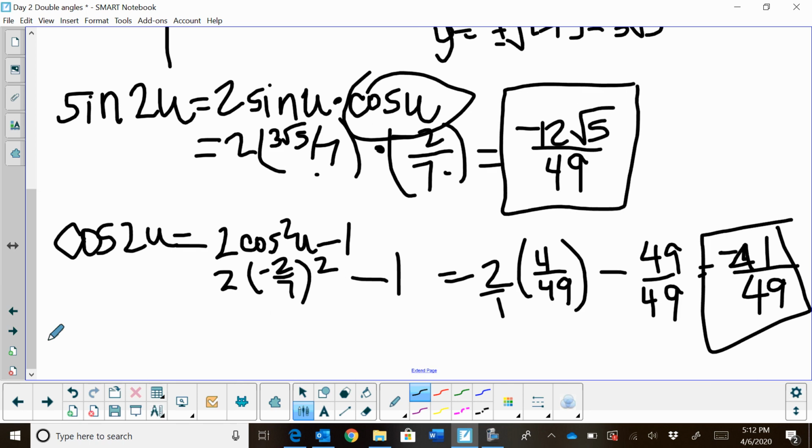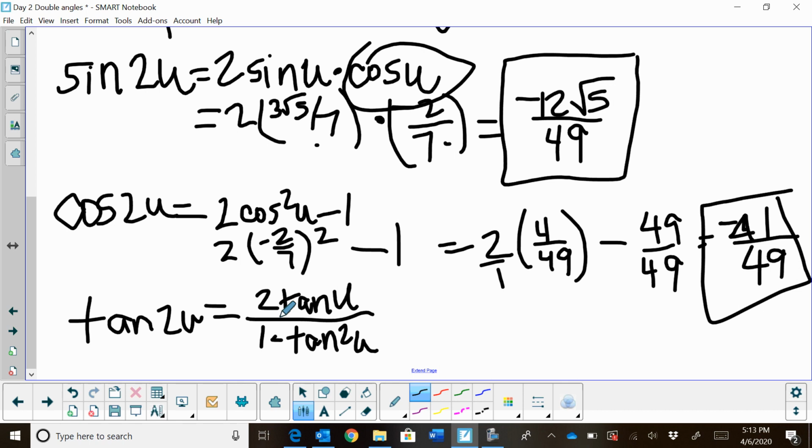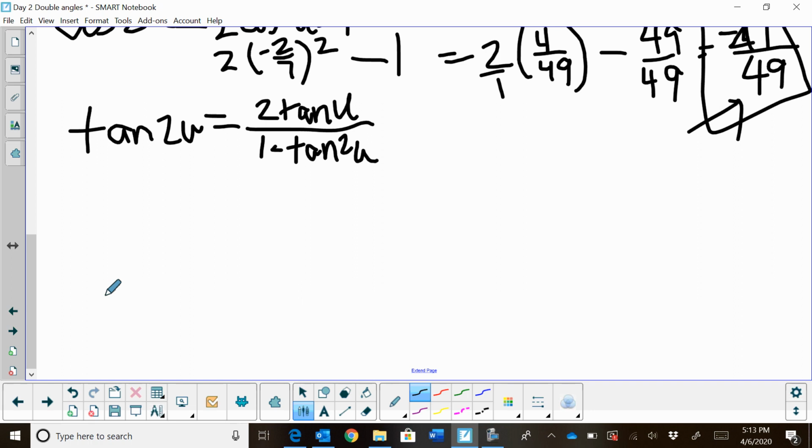Okay, now let's try the tangent. The tangent of 2u is 2 times the tangent of u, the single angle, which is what we have, over 1 minus tangent squared. Now, I'm going to stop here for a second because I don't know if you've put this together yet, but this is going to be a lot of work. I already know my opposite and my hypotenuse, and I know my adjacent and my hypotenuse. So can't I just draw this triangle?